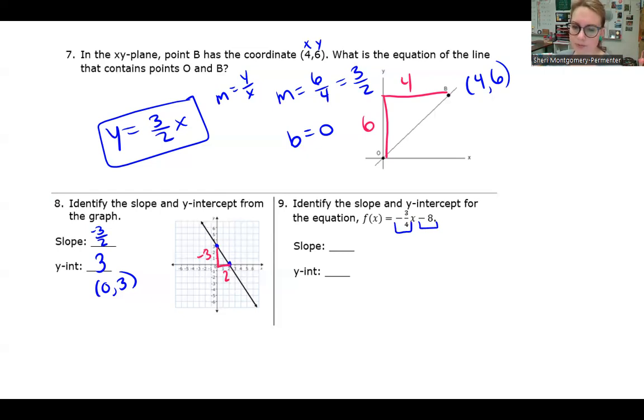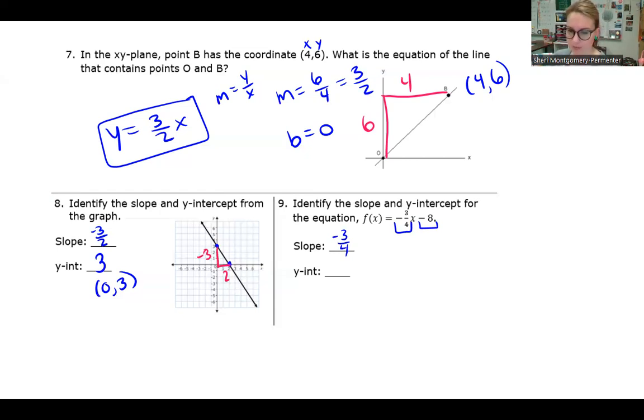What is the slope? The slope is always attached to the x. So the slope is -3 over 4. When you put it on your paper and it's an open-ended question, do not put the x. If you put the x, I will take off a point. The x does not go with it.